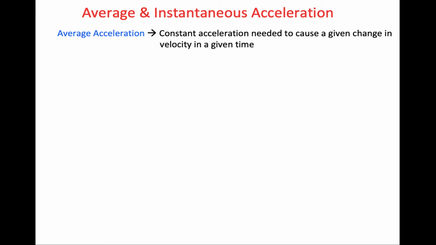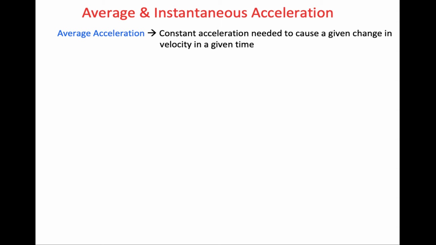What is the difference between average and instantaneous acceleration? It is the same as that between average and instantaneous velocity. Average velocity is the constant velocity needed to cover a certain displacement in a certain time. Similarly, average acceleration is the constant acceleration needed to produce a given change in velocity in a given time.